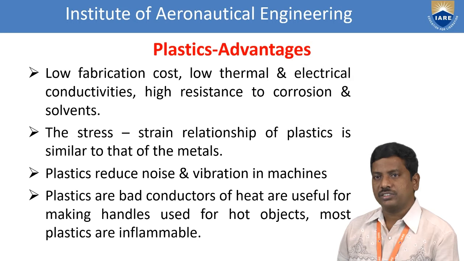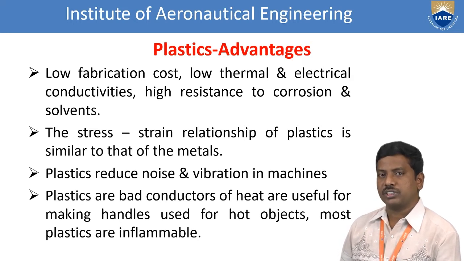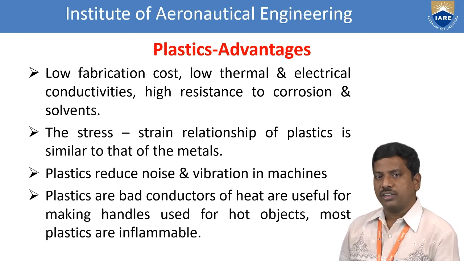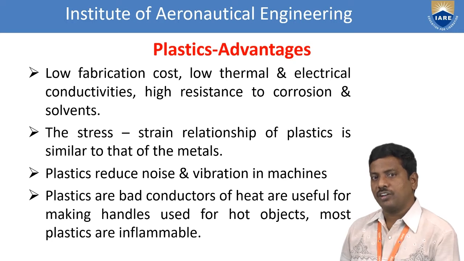So plastics reduce the noise and vibration in machines, whereas metals produce so much noise and vibration in industrial processes like machines. In the case of plastics, they can replace those elements which produce high noise and vibration in machines, and you can reduce the amount of noise and vibration present in the machines. Finally, plastics are bad conductors of heat, useful for making handles used for hot objects.